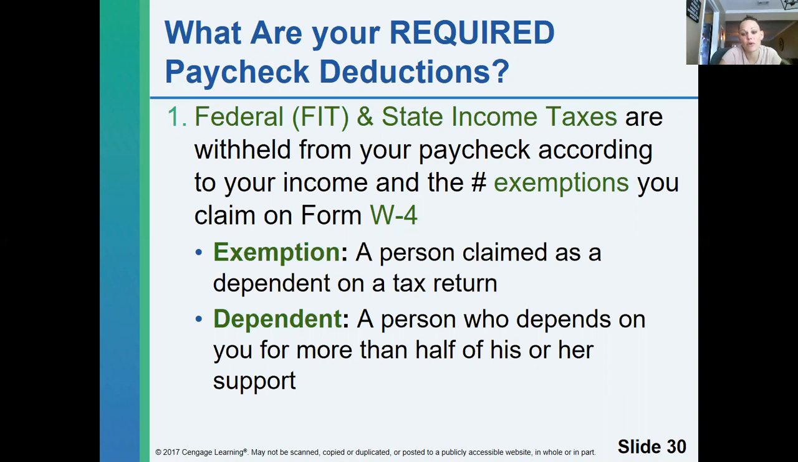An exemption is a person claimed as a dependent on a tax return. So most likely you are an exemption for your parents because you are a dependent, is a person who depends on you for more than half of his or her support. So unless you pay for more than half of everything yourself, you are a dependent, which then means you can be claimed as an exemption. You can be used as an exemption, I should say.